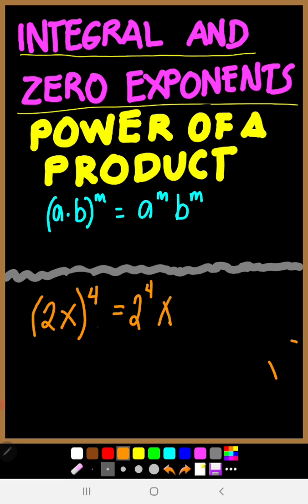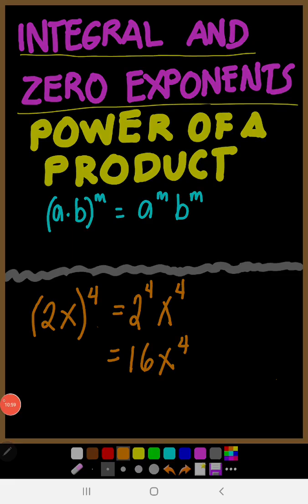And then x, ang exponent ng nasa loob is 1. So, just 4 times 1, that is 4. So, for your final answer, 2 raised to 4, that is 2 times 2 times 2 times 2. So, that is 16x raised to 4.